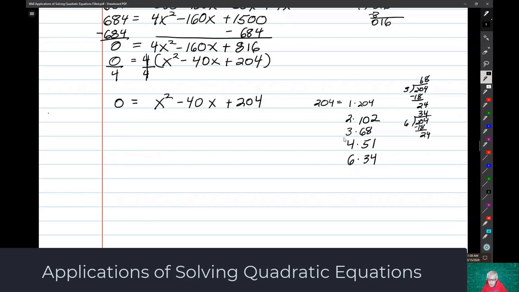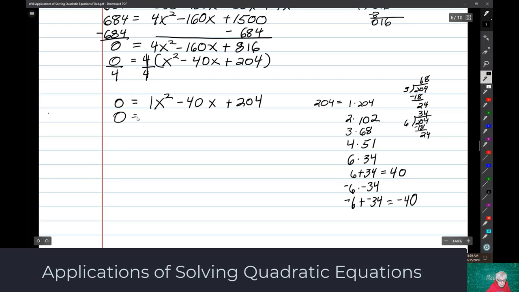Oh, great. Okay, now have we got anything good enough now? 6 plus 34 is positive 40. But 204 is a positive number, so it will also equal negative 6 times negative 34. And if you add negative 6 plus negative 34, you get negative 40. Yes! So let's use that. There's a 1 in front of the x squared, so I can use the easier grouping method. So x minus 6, x minus 34. Then I set each factor equal to 0.